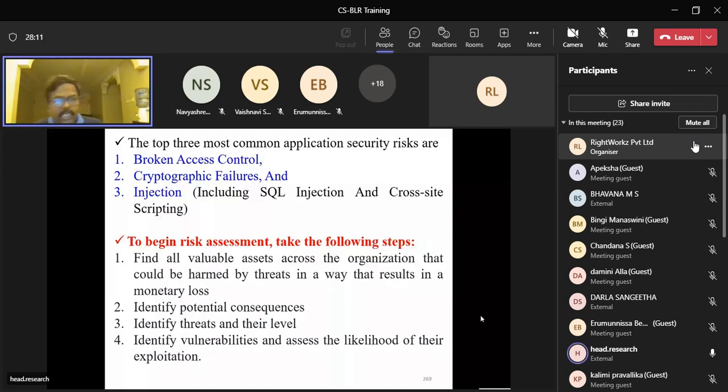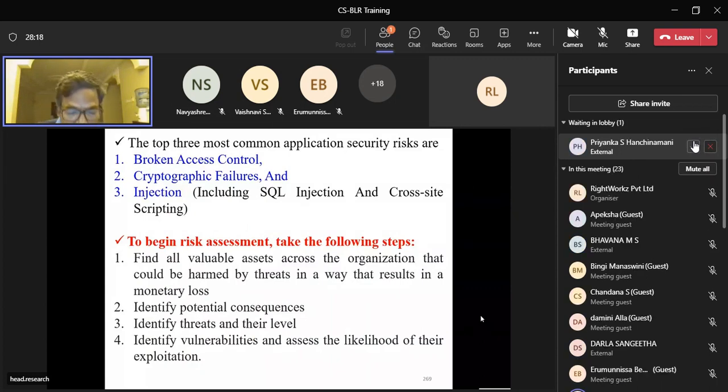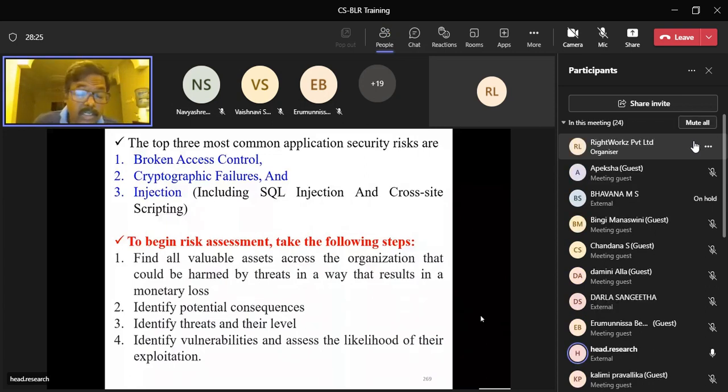You can call it a broken access control. Suppose you are working in an organization and some people deliberately access other accounts' details without any proper credentials. Because of intruders entering into the network, they are breaking the access control. That is called broken access control.